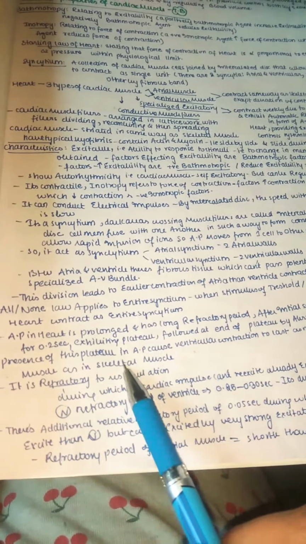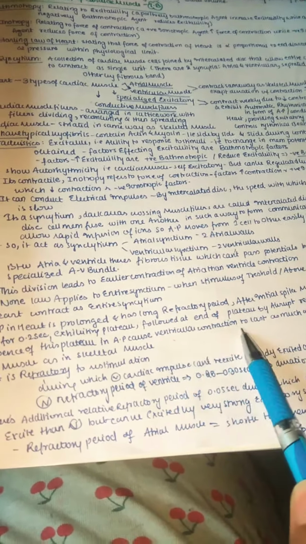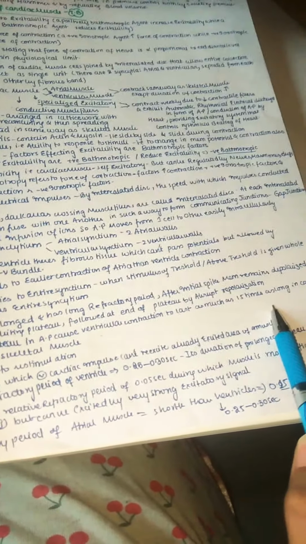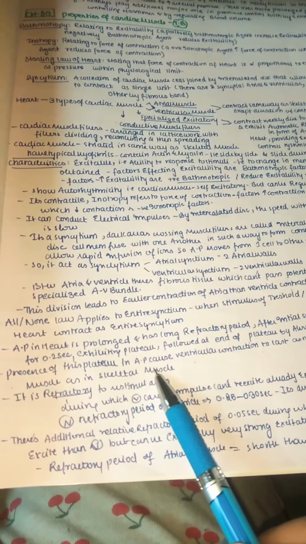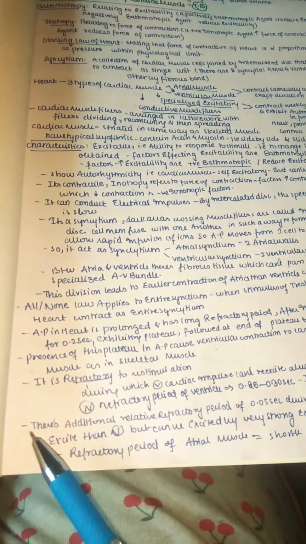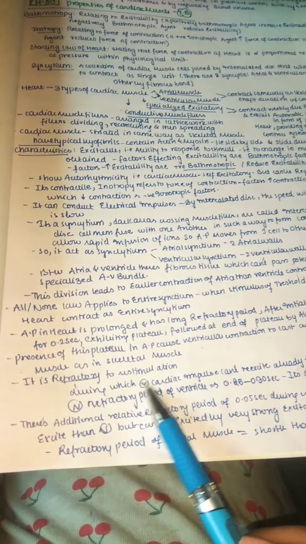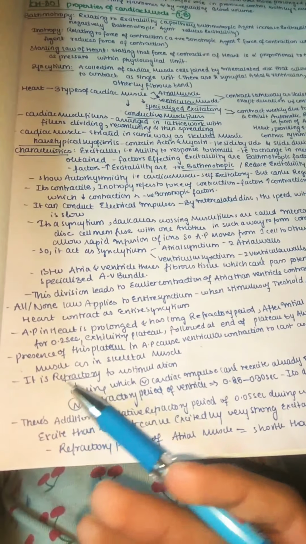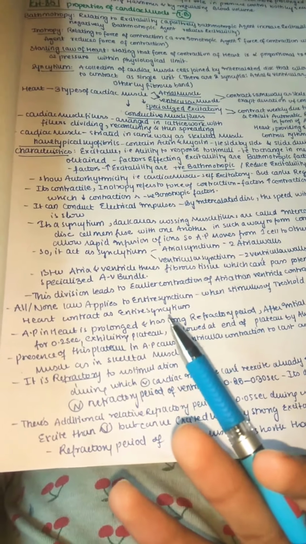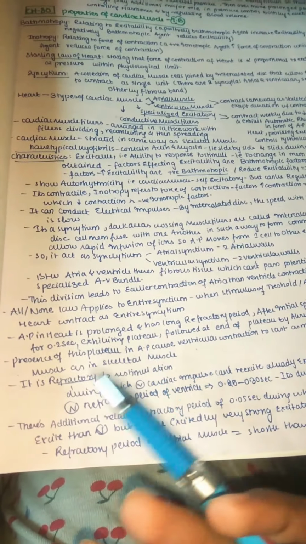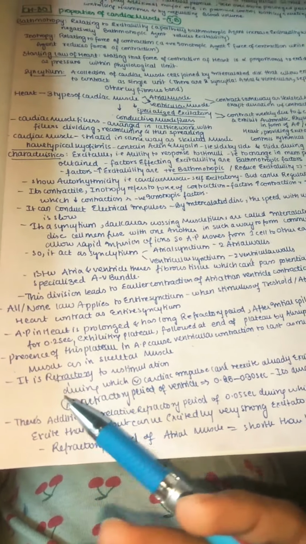So the presence of this plateau in the action potential causes the ventricular contraction to last as much as 15 times as long in cardiac muscle as in skeletal muscle. So in cardiac muscle, the ventricle contraction is held 15 times longer because of this plateau formation, and it is refractory to restimulation. This is also called the refractory period. This plateau which is forming is also refractory to the restimulation.